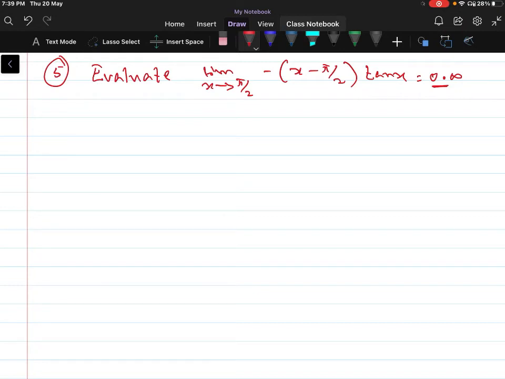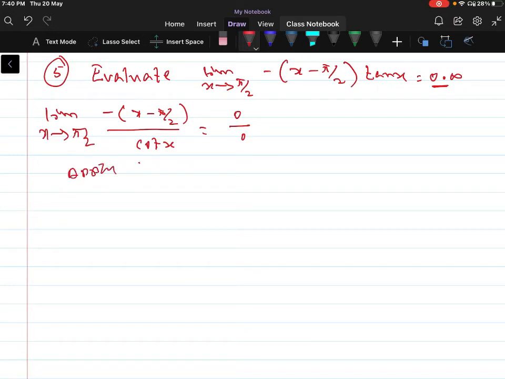So now we can write the limit as x approaches pi by 2 minus of x minus pi by 2 divided by, so tan x can be written as 1 by cot x. Now let us apply the limits when x approaches pi by 2. So pi by 2 minus pi by 2, that is 0. So cot pi by 2 is 0. It is a 0 by 0 form. Now we can apply the L'Hospital rule.